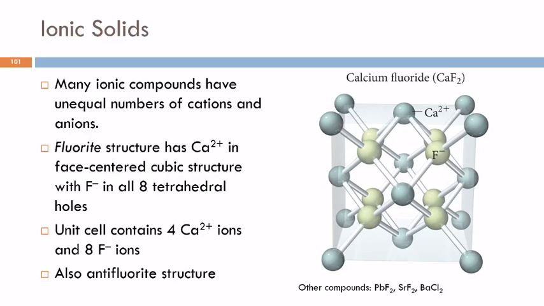So here, a unit cell is going to have 4 cations and 8 anions. So that's one structure. There's also an antifluorite structure. And here's an example of some other compounds that take on this shape.